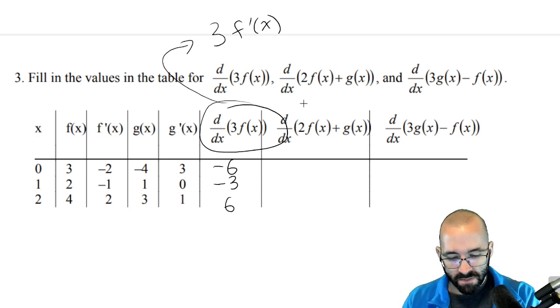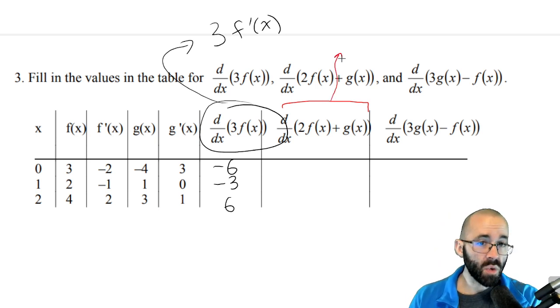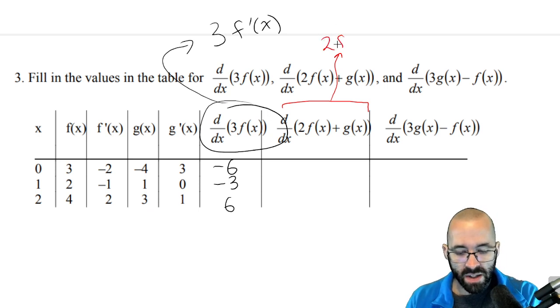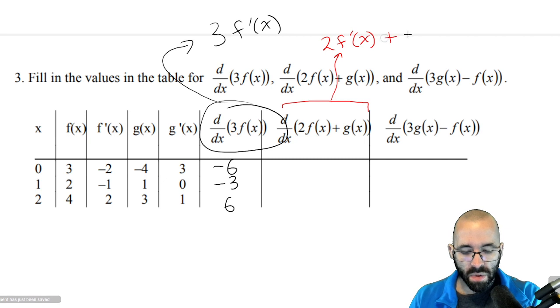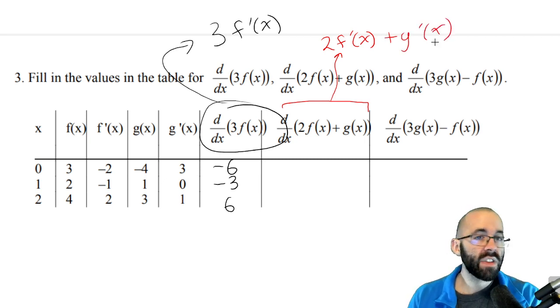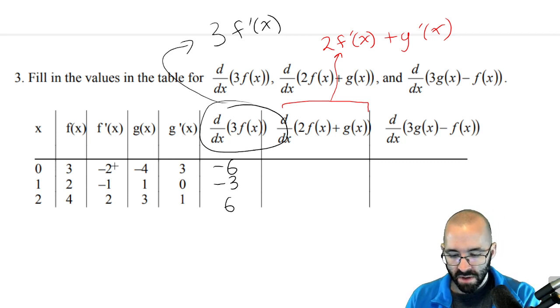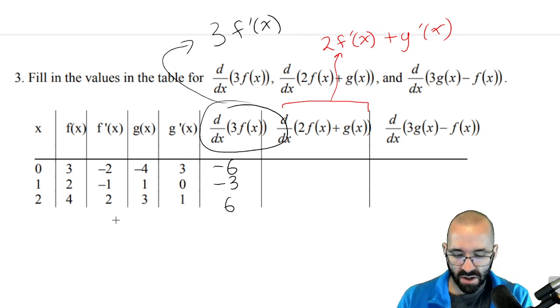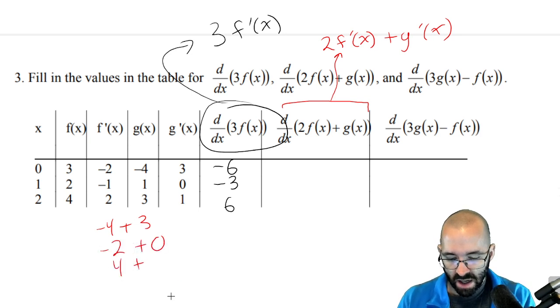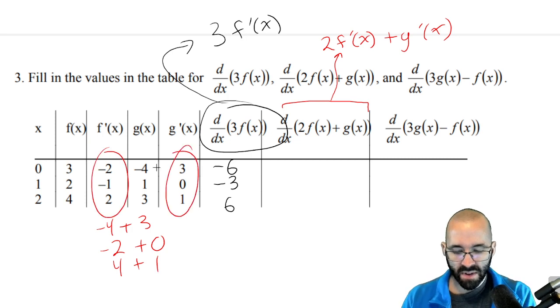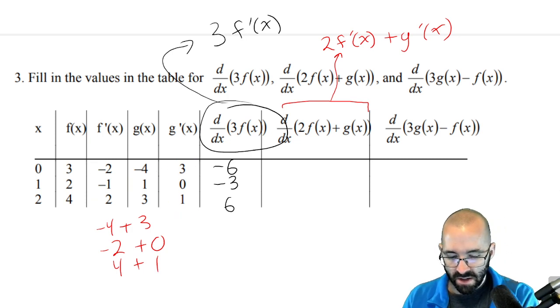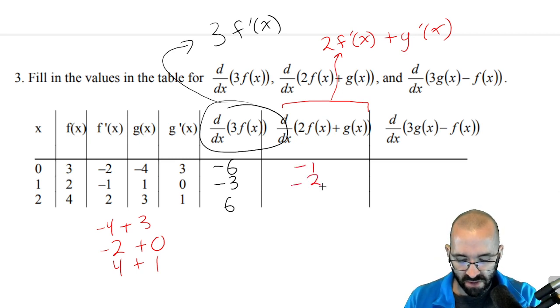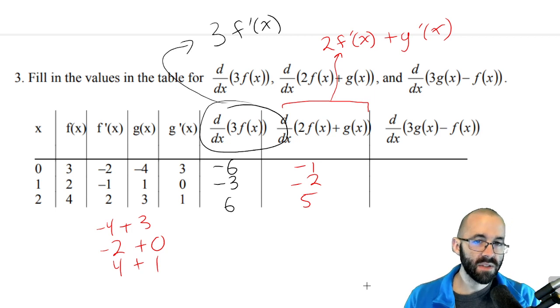Now, what are we doing for this column? Well, the sum rule and the constant multiple rule tell us that this is going to be 2 times f prime plus g prime. So everything here, just double f prime and add g prime. Double this, then add this. What that looks like is -4 plus 3, -2 plus 0, and 4 plus 1. Doubling this, adding this. And we're going to get -1, -2, and 5 for those values.